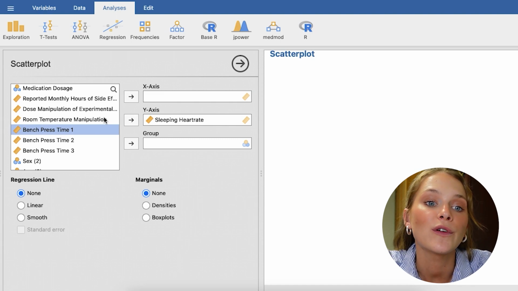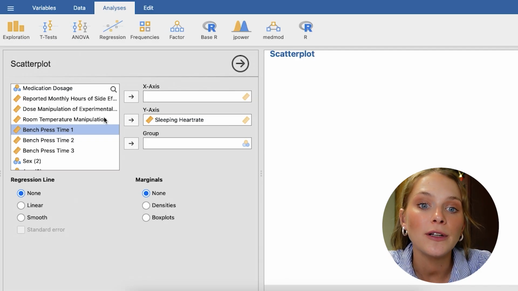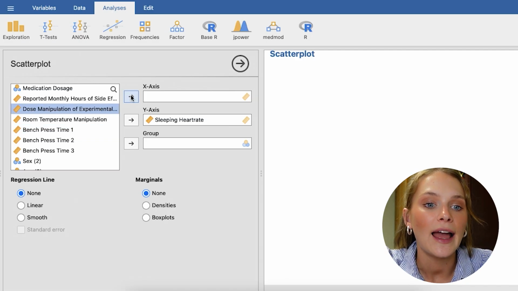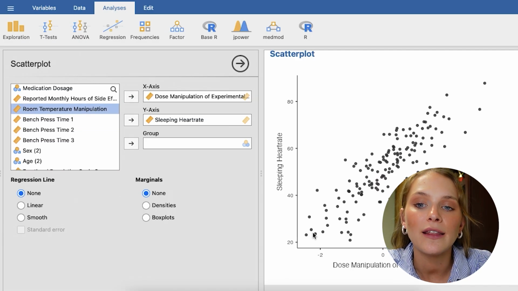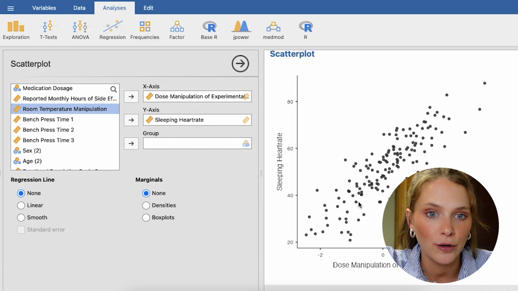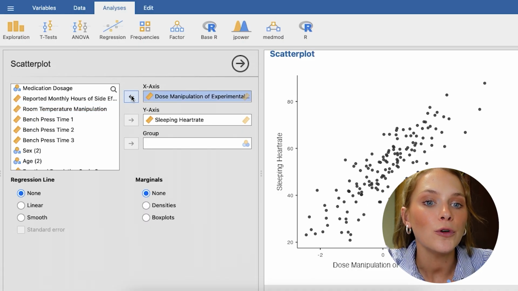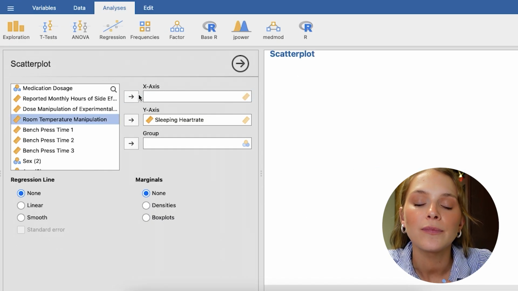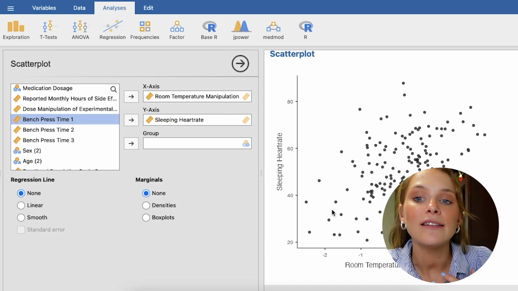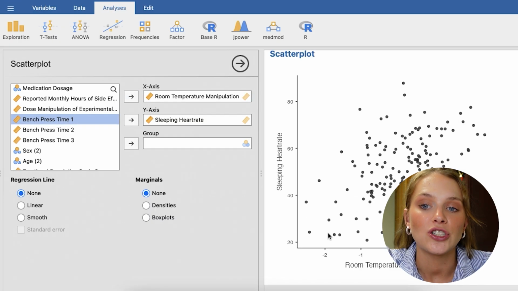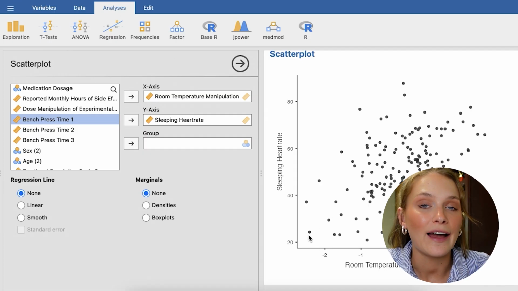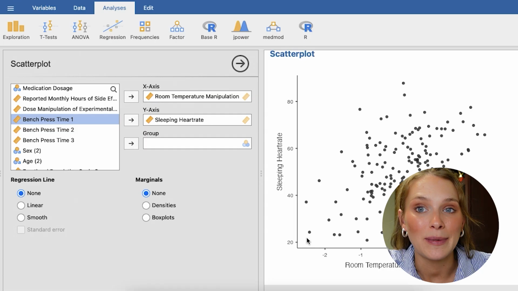So I'm going to move over the dose manipulation variable to the x-axis first, and I can see by examining the plot here that we indeed have a linear relationship. And then I'm going to do the same with the room temperature manipulation variable. And again, I can see that there is a linear relationship between the two variables. So I have checked my assumption of linearity and confirmed that it has indeed been met.